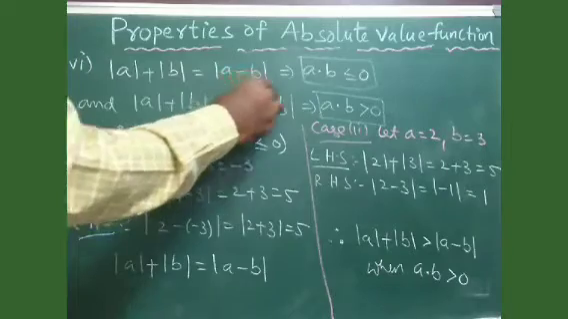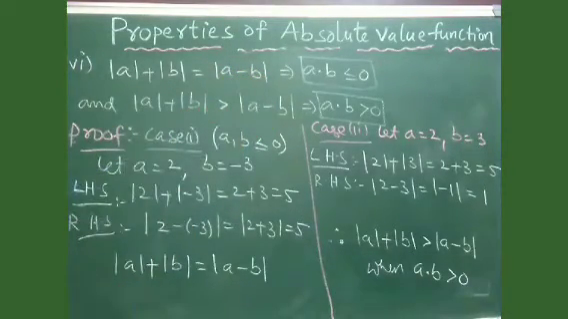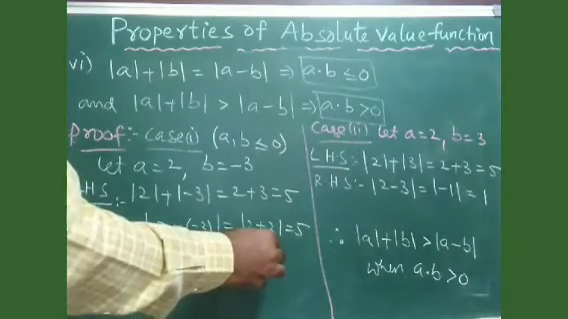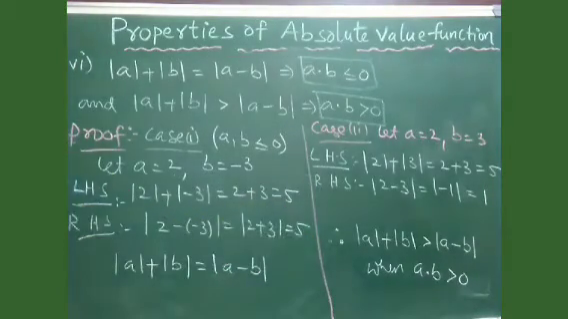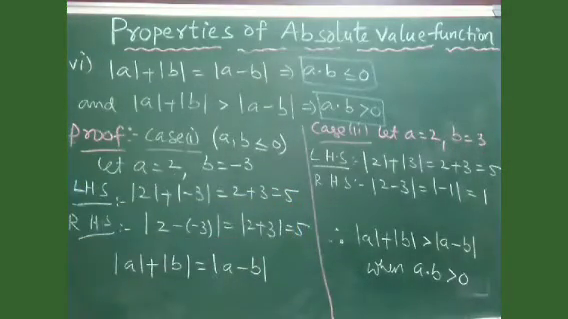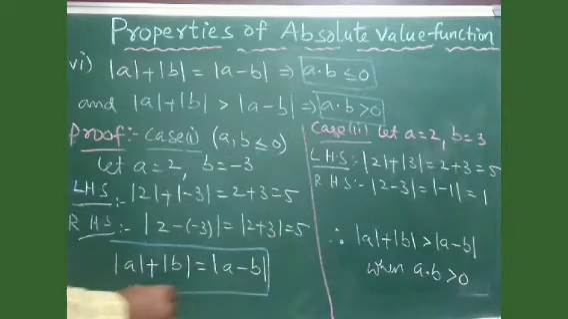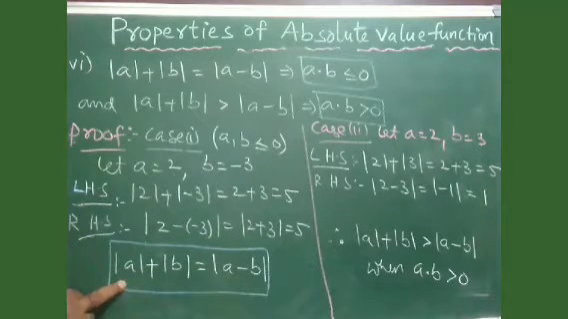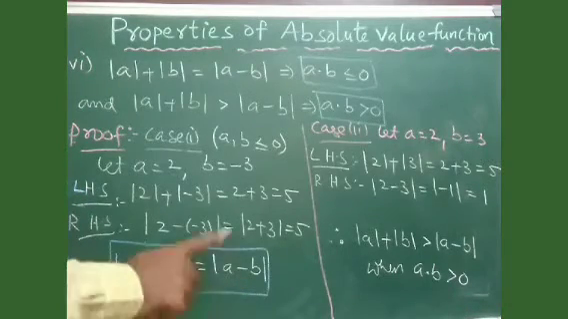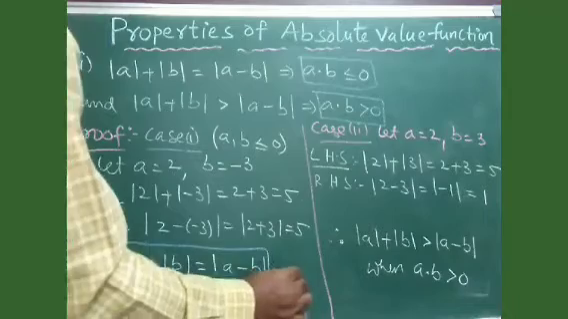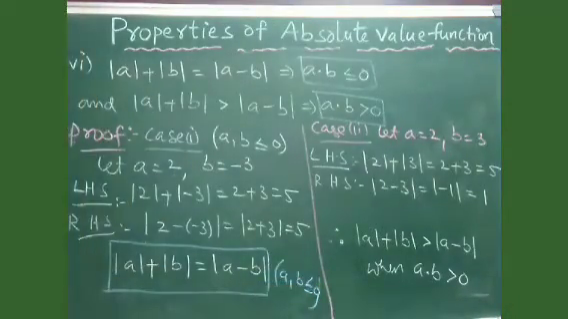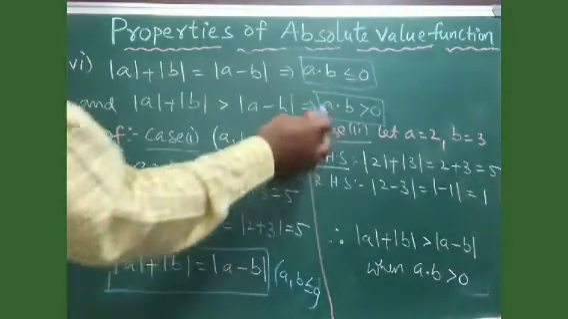And coming to RHS, we require mod of A minus B. So modulus of 2 minus of minus 3, which is 2 plus 3, modulus of 5, which equals 5. So here we got both LHS and RHS equal. I mean, modulus of A plus modulus of B equals mod of A minus B when A into B is less than or equal to 0. This is the case. Now I want to go with the second case.